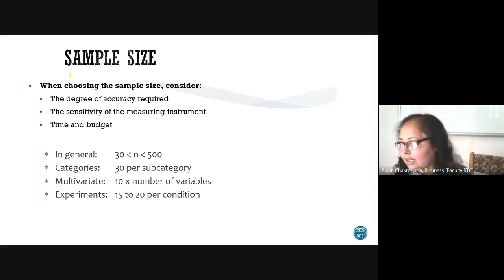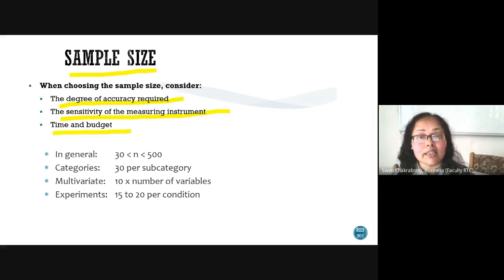Now the sample size. When choosing a sample size, what do you have to consider? The degree of accuracy required, the sensitivity of the measuring instrument, and the time and budget. In general, the sample size should be somewhere between 30 and 500. For categories, it's 30 per subcategory. Multivariate could be 10 times the number of variables. Experiments could be 10 to 50 per condition. So this is the general guideline.